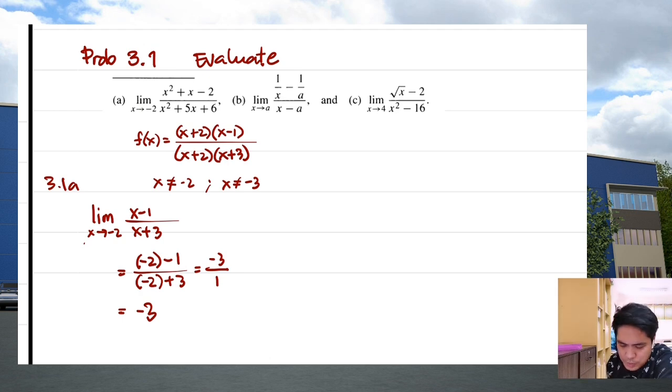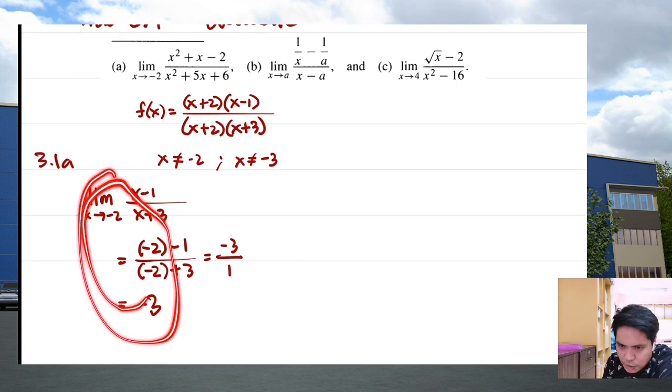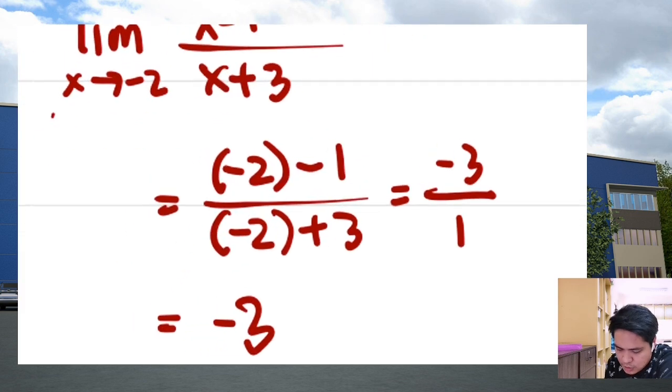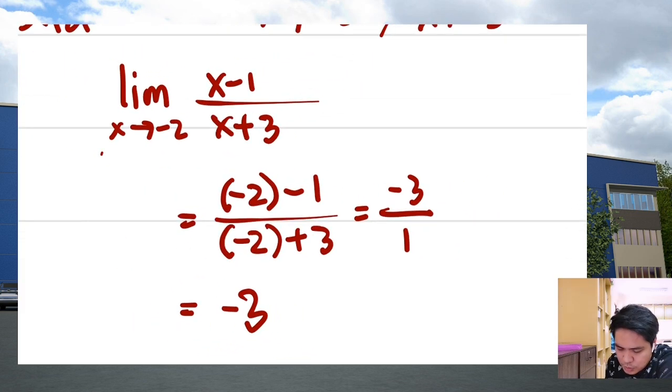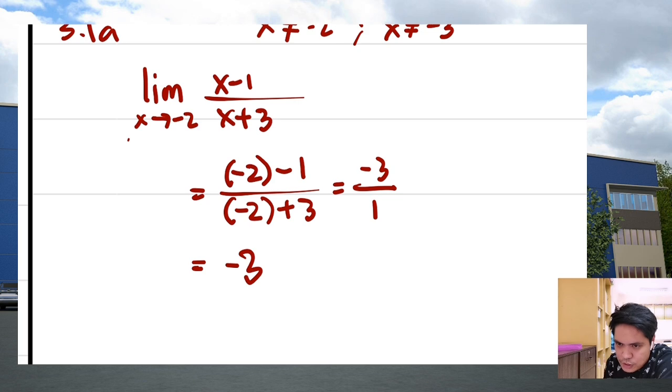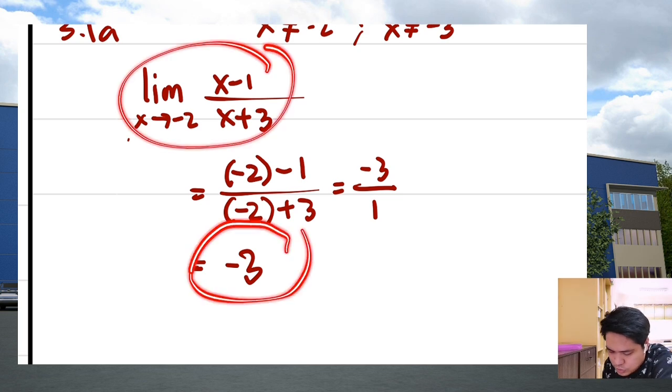Yun yung ibig sabihin niya. Okay? So meaning kung may limit tayo, we are talking about values near that particular value na naka-state dito. So we are talking about values of x that are near negative 2, and the result is a value that is near negative 3, or the limit of this is equal to negative 3.